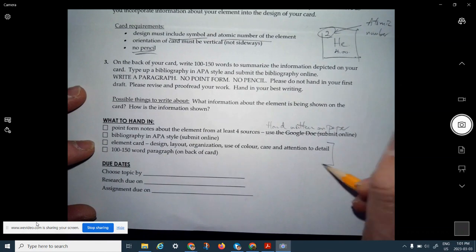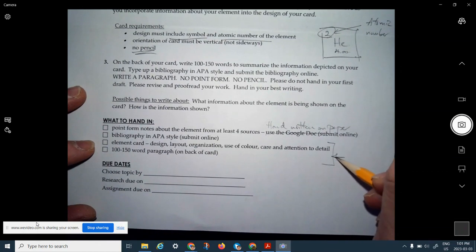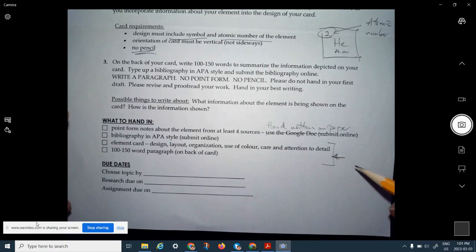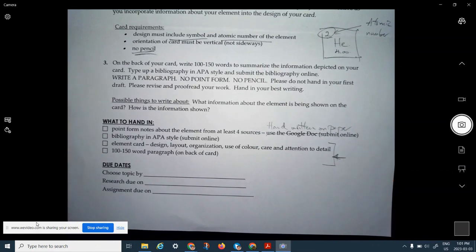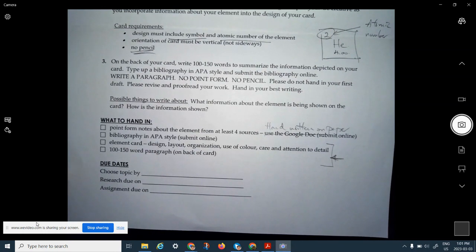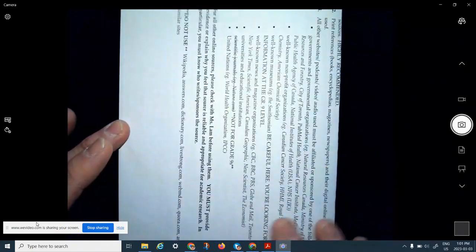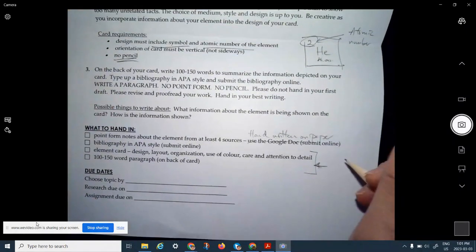In this case, the card itself, you can start it online, but I do want to see it as a hard copy, and it has to fit 5.5 inches by 8.5 inches. So if you're going to do it on the computer, aim for half a piece of paper, and it still has to be legible.